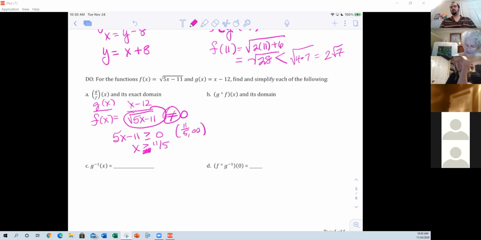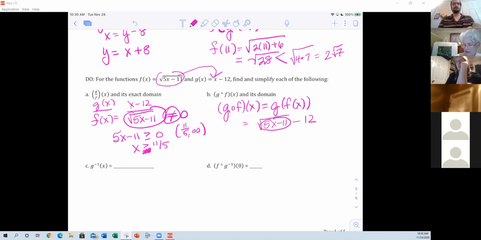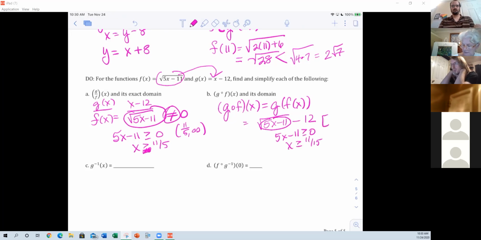g of f of x tells us to take the f function, plug it into the g function. You always work from the inside out. So that's going to be the square root of 5x minus 11 minus 12. This time, we're only concerned with the radical piece. So 5x minus 11 is greater than or equal to 0. So x would be greater than or equal to 11 over 5. I don't know where I got a 15.